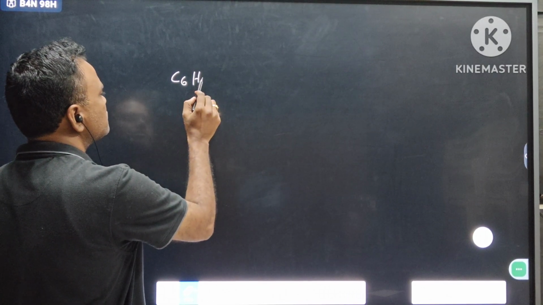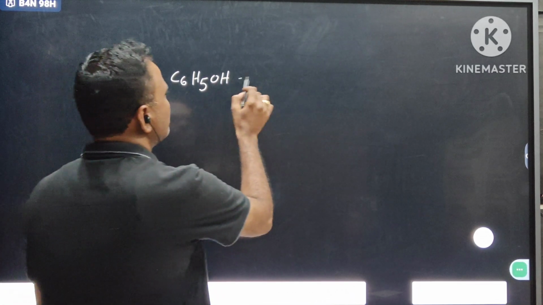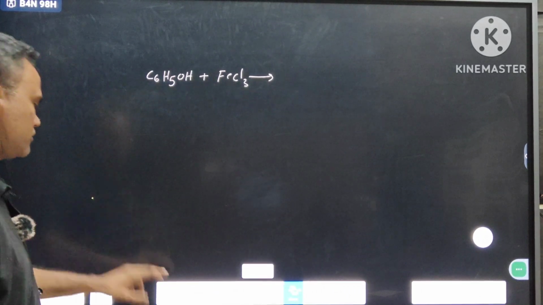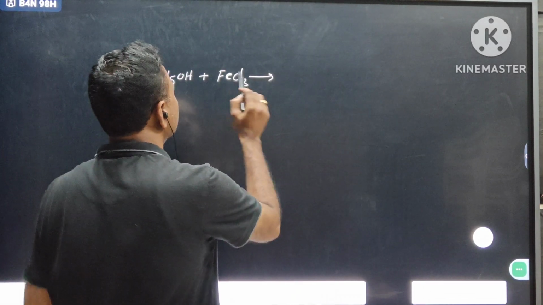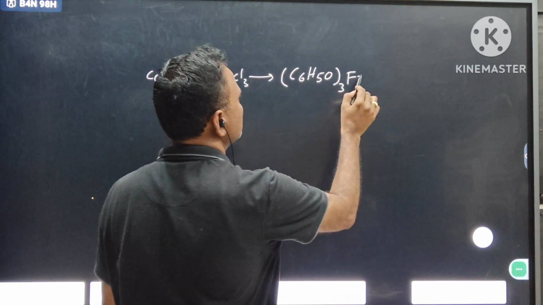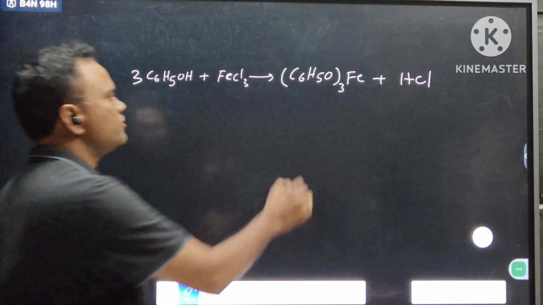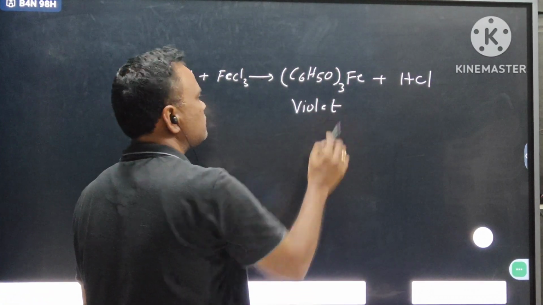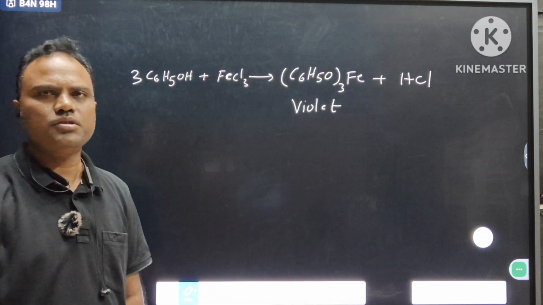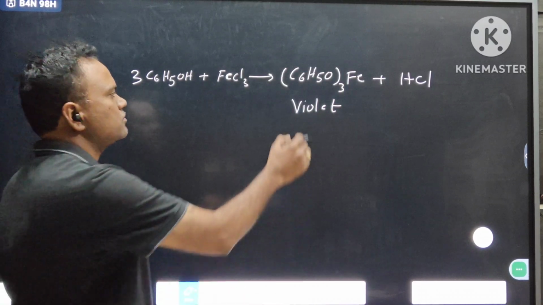Phenol formula C6H5OH, plus FeCl3. This is the balanced equation. The product is iron phenoxide, simple name iron phenoxide. What is the color? Violet.